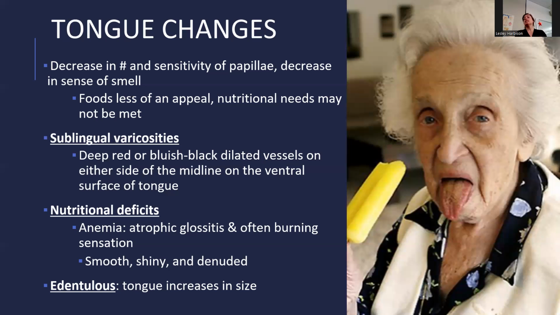And then edentulous, the tongue kind of spreads out. If somebody doesn't have teeth, and the jaw bone is resorbing and everything is sort of minimizing, their tongue seems to get bigger and just spreads out and fills the space.